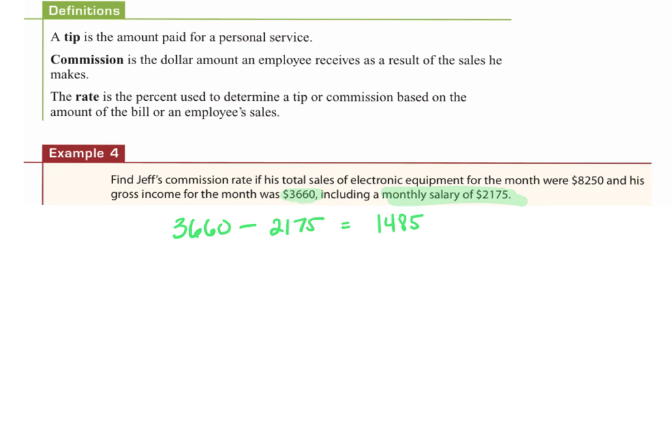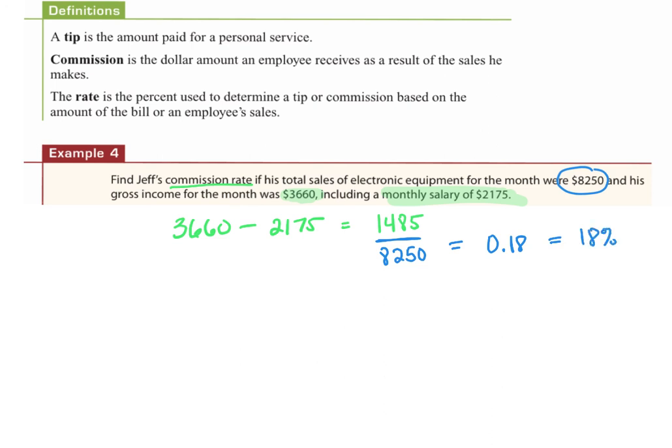He made $1,485 in commission. They want his commission rate, all right? Your commission rate is always how much you make in commission compared to your sales. So we're going to take this number here and compare it to his sales. And that should give us the rate. So what is that? 1485 divided by 8250. Rounded, you should get 0.18, and in percentage that is 18%.